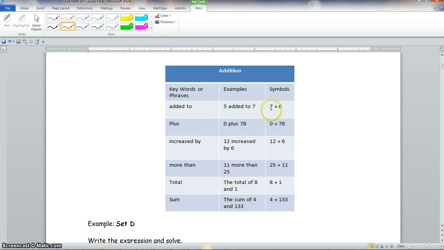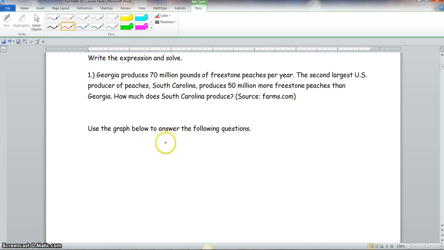Now, this right here, 5 added to 7, this 6 is actually supposed to be a 5. That was a mistake. So it's supposed to be 7 plus 5. 0 plus 78, 12 increased by 6, 11 more than 25, the total of 8 and 1, and a sum of 4 and 133. Okay, write the expression and solve. Georgia produces 70 million pounds of Freestone peaches per year. The second largest U.S. producer of peaches, South Carolina, produces 50 million more Freestone peaches than Georgia. How much does South Carolina produce?